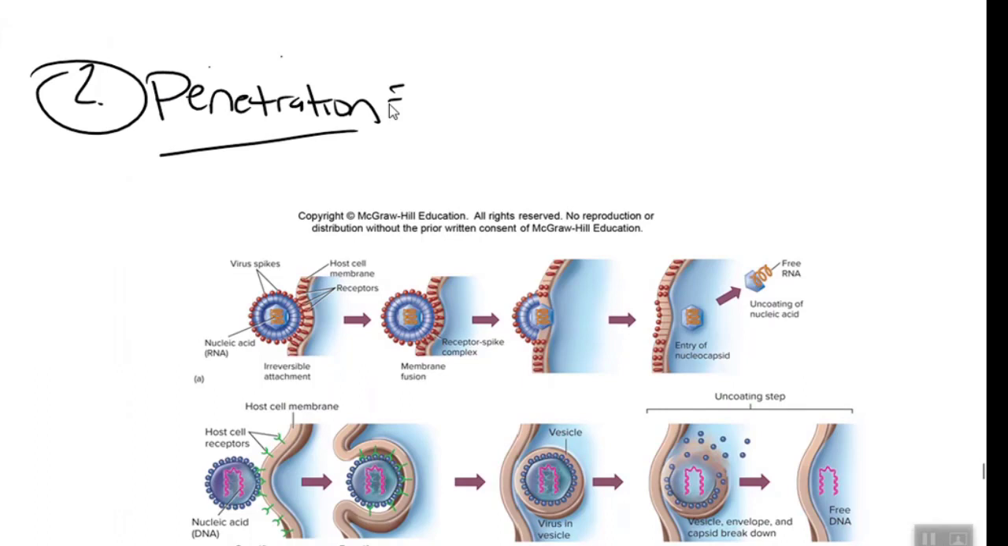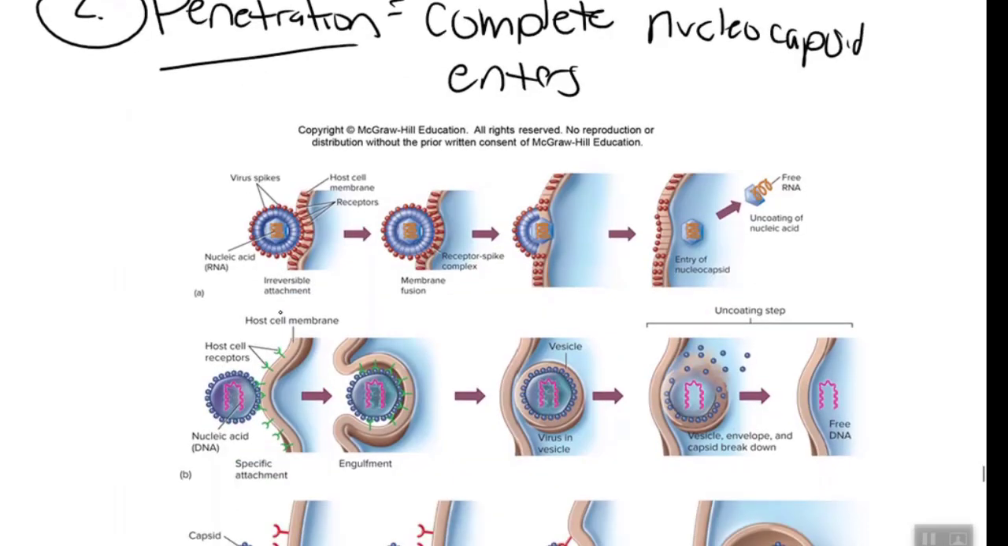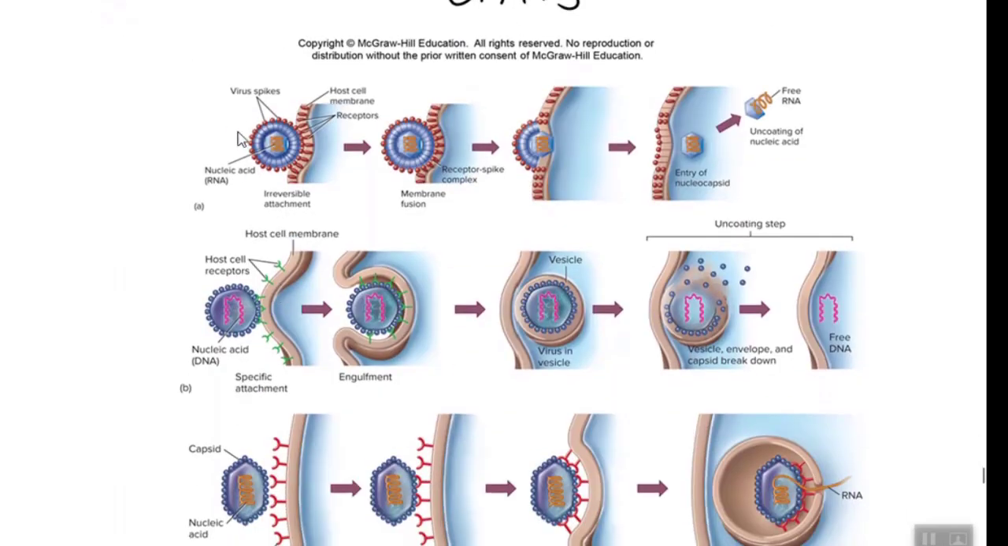For animal viruses, the complete nucleocapsid is going to penetrate into the cell. And there are 2 types of penetration. We could either have fusion, and fusion is pictured in this first picture here. Only enveloped viruses can do fusion. So this is only enveloped.